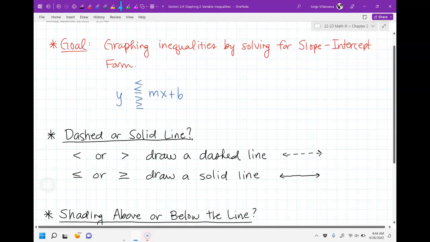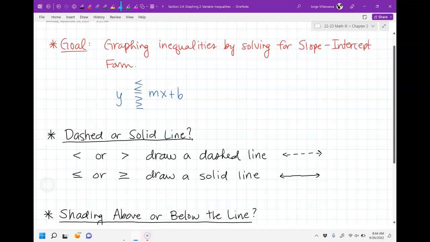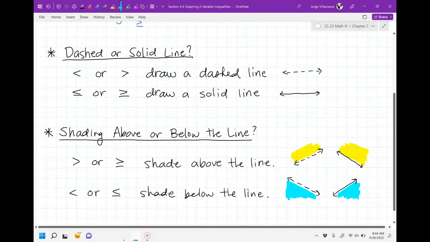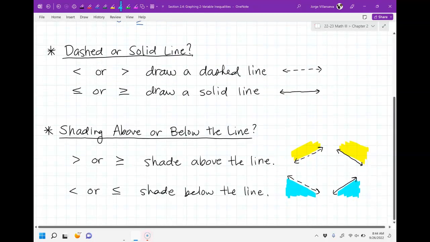So we want it to be like an mx plus b format, okay? But it may not be equals. It's going to be less than or equal to, greater than or equal to. Once we solve, then we're going to have to graph it. So first we're going to start by graphing a line.